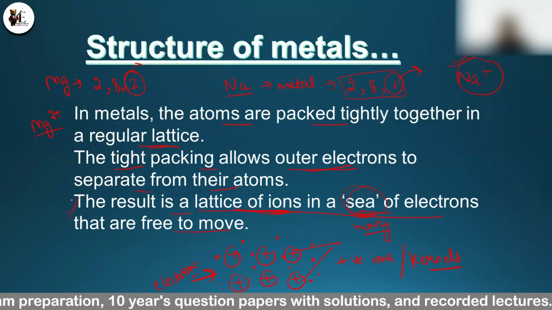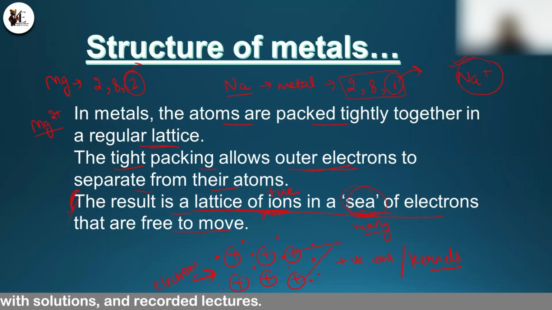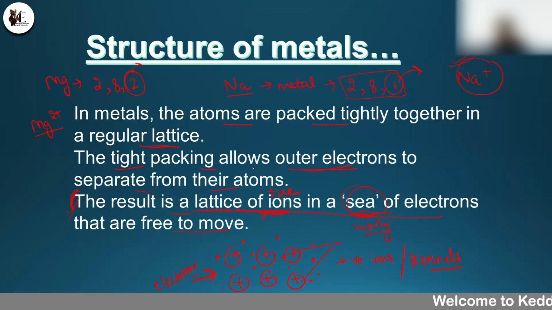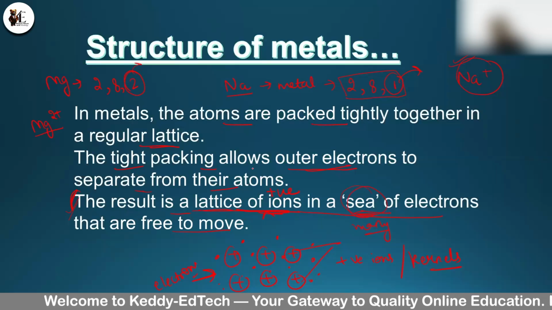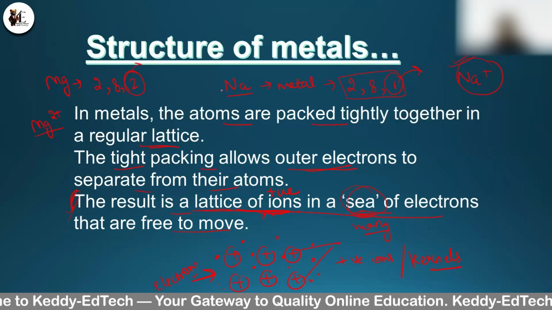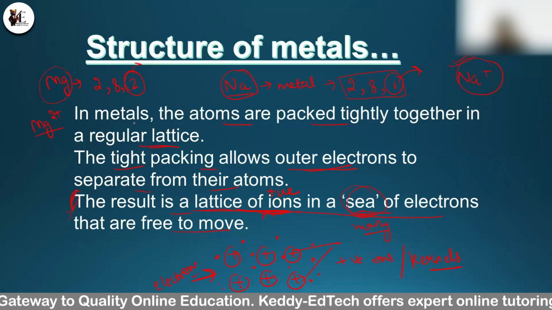So you can write down this line only, that in metallic bonding in metals, there is a lattice of positive ions in a sea of delocalized electrons. And there's a tight packing between the positive ions. So this allows your outer electrons to separate from their atoms. That's why we can say that in metals, your atoms are tightly packed together in a regular lattice. That's why they have high melting point and high boiling point because of their tight packing. For example, magnesium and sodium are metals and they have high melting points.